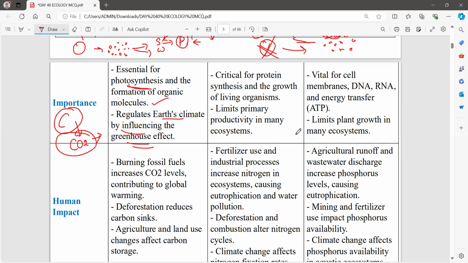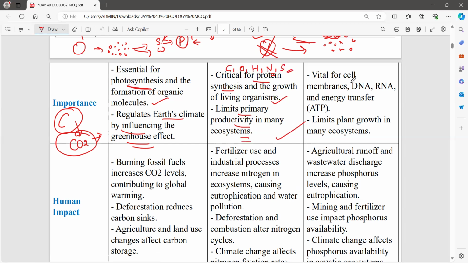So what is the use of the nitrogen cycle? That is very, very important for protein synthesis. What is protein made of? Carbon, hydrogen, oxygen, nitrogen and sulfur. So these are all the important elements involved in the synthesis of protein. Nitrogen plays an important role in the synthesis of protein and growth of living organisms. It limits the primary productivity in many ecosystems.